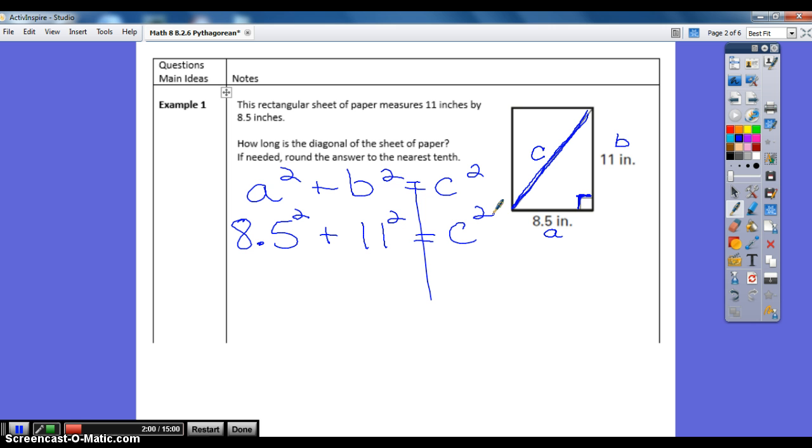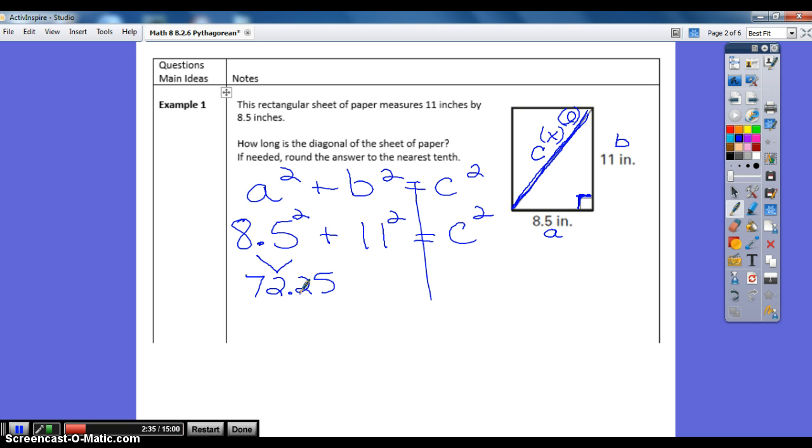Now that could be C. You'll see later in our notes, this might be labeled X. It might be labeled L. Doesn't matter. It's still technically the C in our Pythagorean theorem. All right. Now, what is 8.5 squared? 72.25. Here's another mistake people make, 72.25, because we've been saying round to the nearest tenth. Well, people round this to the nearest tenth, 72.3 in this part of the problem.